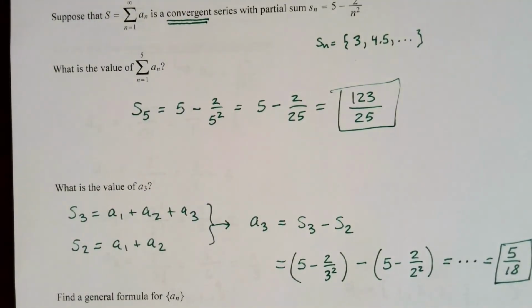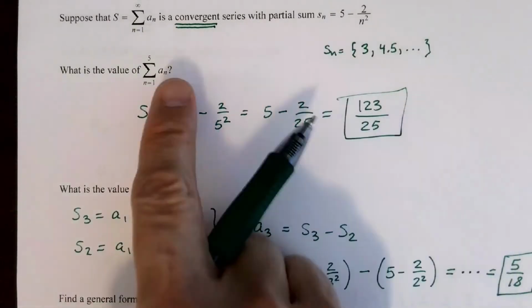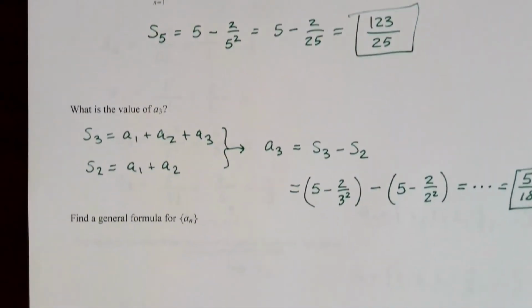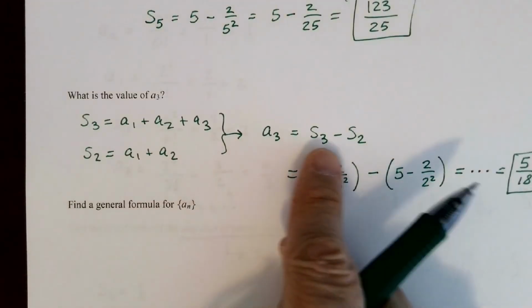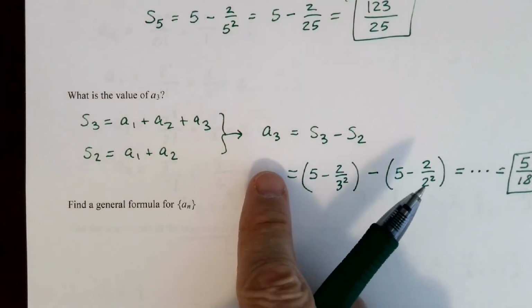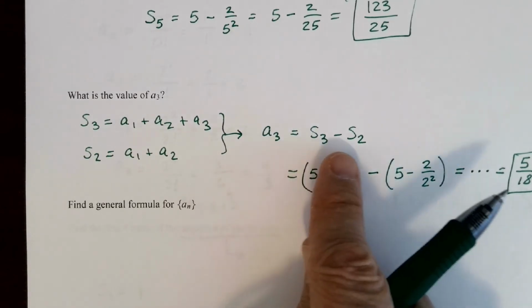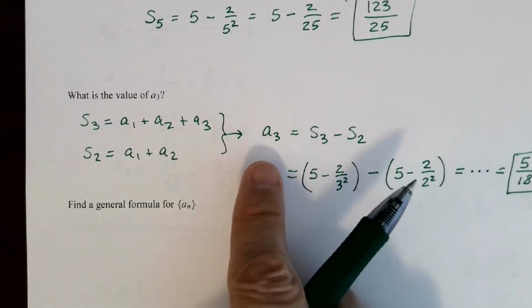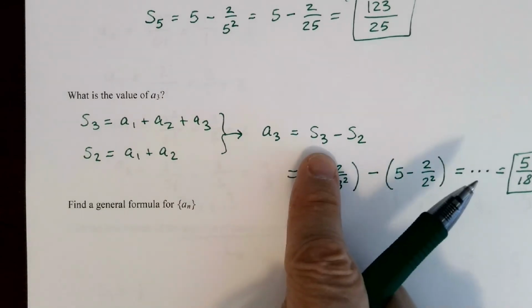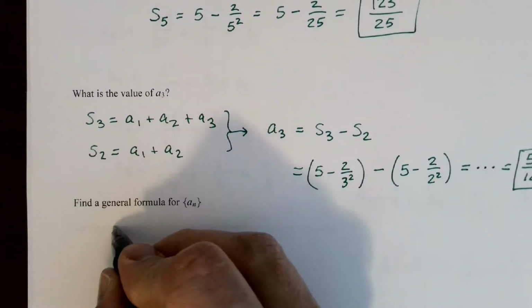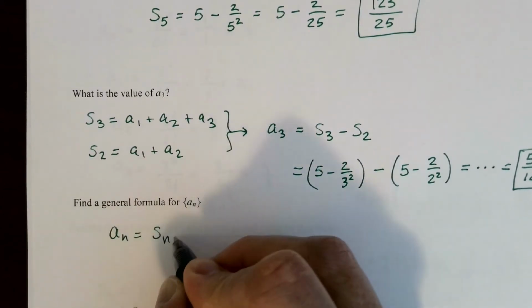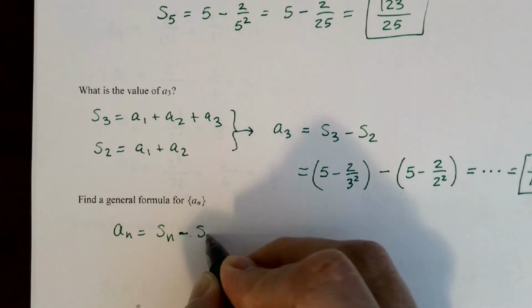In fact, we'll take this one step forward. Can you give me a general term for the a sub n's? I've got a general term for the S sub n's. Can you give me a general term for the a sub n's? Just think about it. A sub 3 is what? S sub 3 minus S sub 2. What's a sub 4 going to be? S sub 4 minus S sub 3. What's a sub 5 going to be? S sub 5 minus S sub 4. So in general, what is it? A sub n is S sub n minus S sub n minus 1.